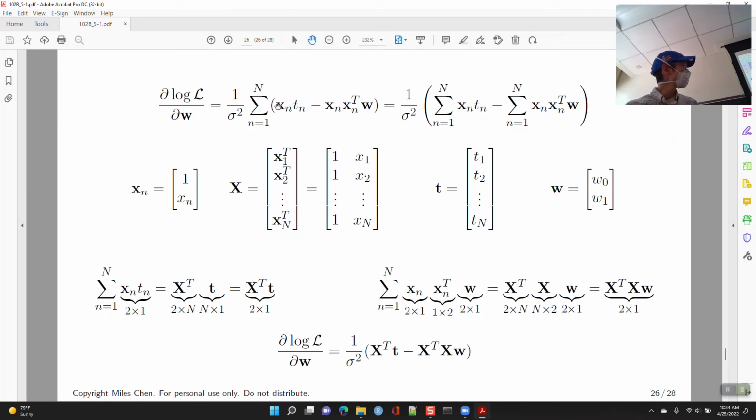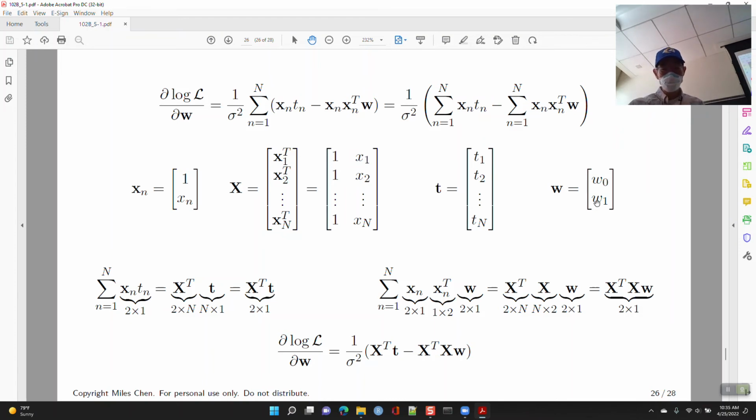Okay, so if I think about what is x of n, x of n is just one row here. In the big capital X, the matrix X, the nth row is just this. The nth observation is this, whereas the matrix X consists of n rows. So it's x1 transpose, x2 transpose, et cetera. T is just the column matrix of your T's.